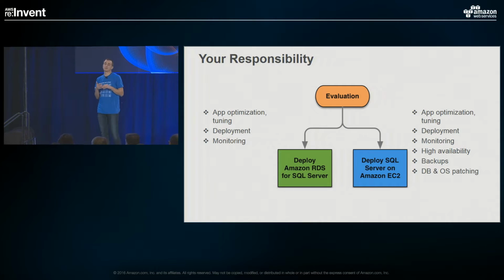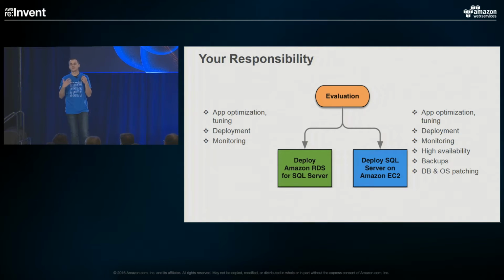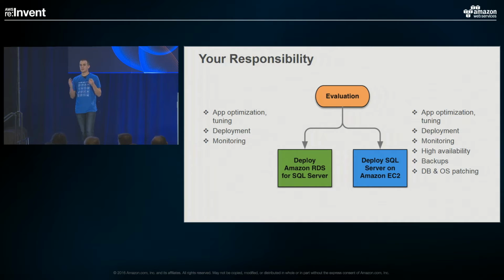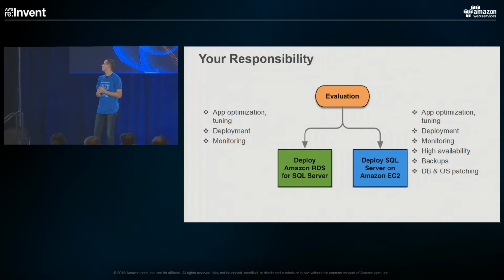On RDS, you would focus on things that truly bring value, right? Application optimization, tuning your queries, making those more efficient, making sure that you're deploying your clusters in an automated way. Automation, you've heard this week, is very big, with a lot of adoption in that area, and focusing on monitoring those systems. Well, you have to do all of that with EC2 as well. But in addition to that, you also have to worry about high availability, which is really, really tough to do in certain situations. Backups, database, and operating system patching.